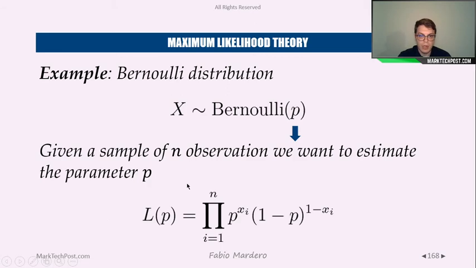So let's imagine a sample of n observations of a Bernoulli distribution, and we want to estimate our unique scalar parameter here, the parameter p. What do we have to do then? We have to write the joint probability as the product of the marginals, since we are in an IID assumption. That's our product. This is what we have seen for one random variable. Then we do the product of the n observations. This is our likelihood function.